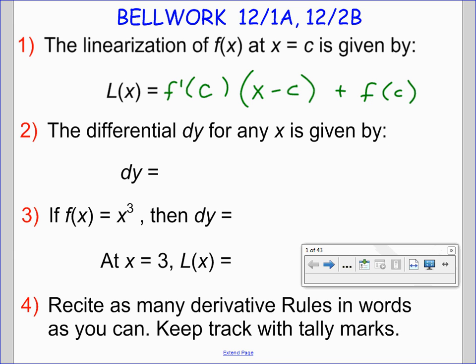Go ahead and raise your hand if you had that for L of x. That's our generalized form for L of x. That's just a tangent line. It's my y minus y sub 1 equals m times quantity x minus x sub 1 in disguise in new packaging.